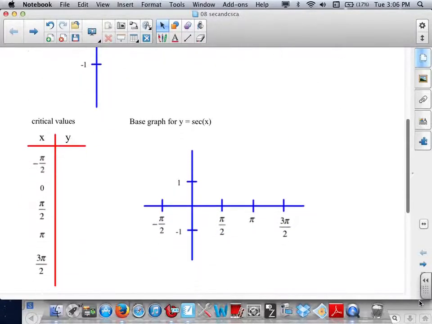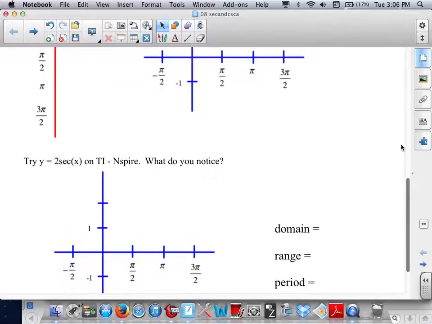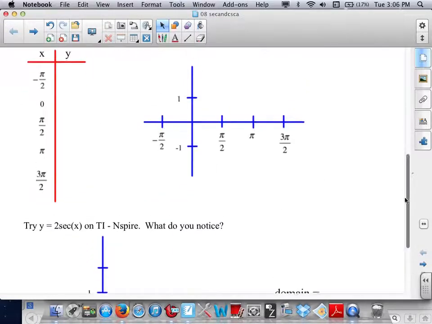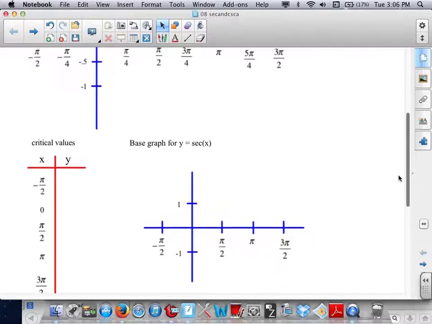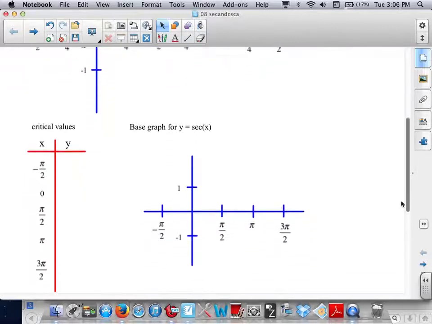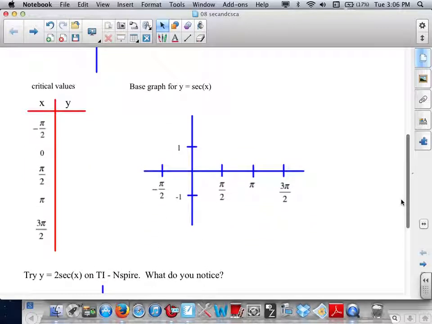Here are the critical values for secant. Oh, went a little bit too far there. There we go. There's our critical values for secant. Okay. Write those down, commit them to memory. And let me go ahead and list what they are.